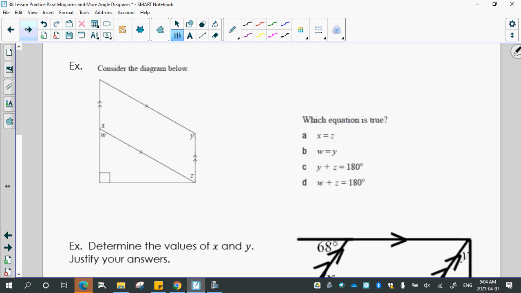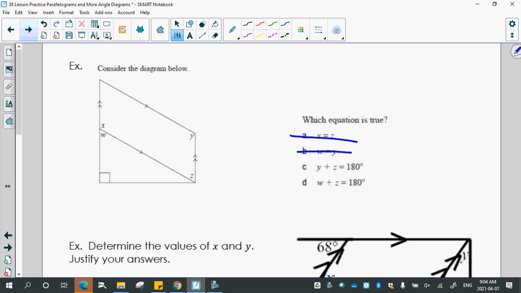This is a multiple choice. Consider the diagram below. Which equation is true? So basically I do process of elimination here. Is x equal to z? No, this is a parallelogram. So we know x and z add up to 180, they're not equal, so that's out. Does w equal y? No. X equals y, so that's out.